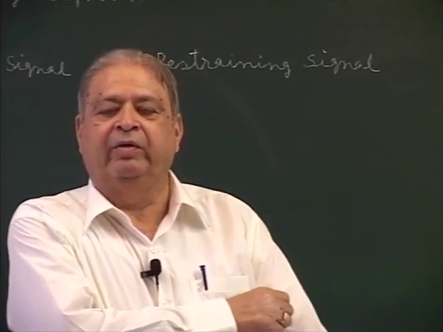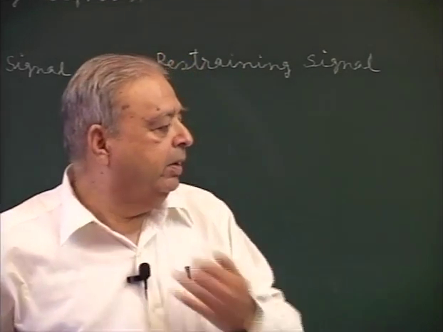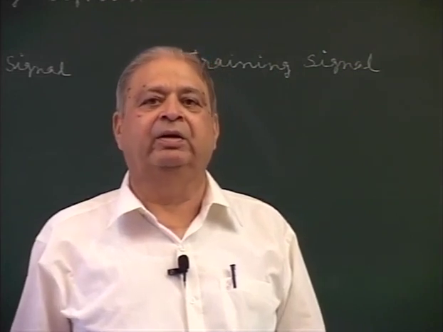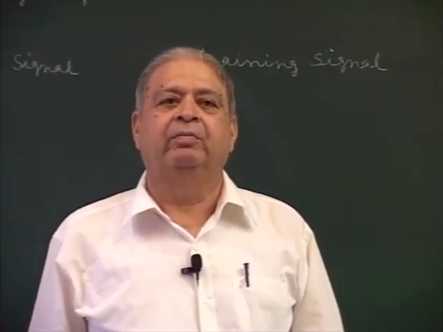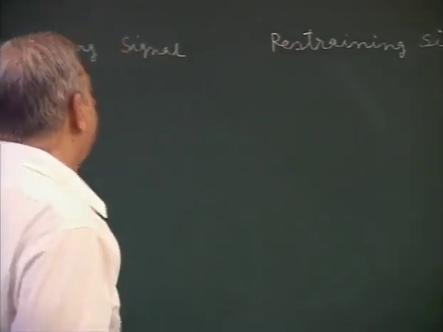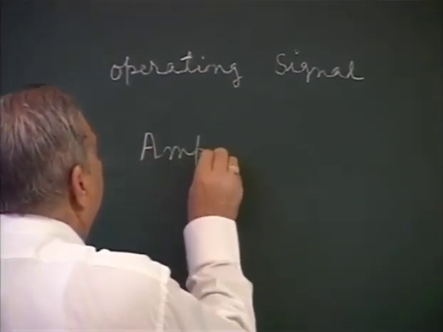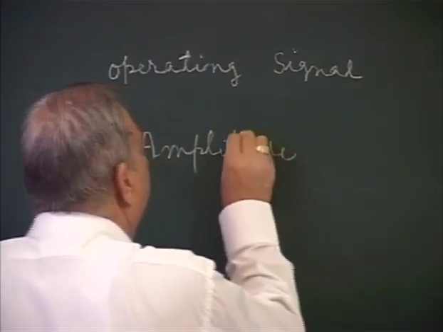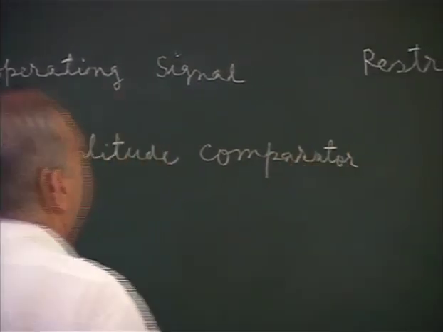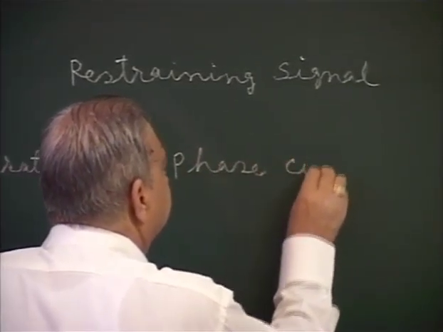All the relays are working on a similar principle. Now, this comparison between the operating and restraining signal is done by two types of comparators. One is called an amplitude comparator. The other is called a phase comparator.